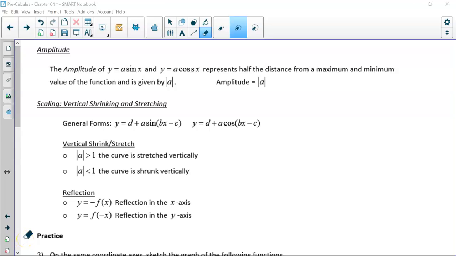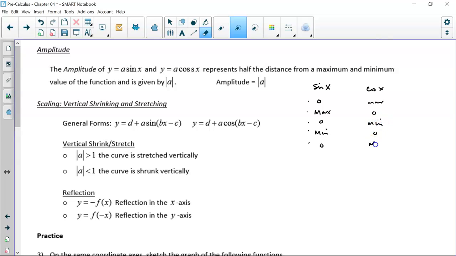Welcome back to part 2 of section 4.5. We're still graphing sine and cosine. So take a note for the sine of x. We're going from 0, max, 0, min, 0 for our key points. And for cosine of x, we're going from max to 0, min, 0, back to the max. That's our key points. That's how they work.